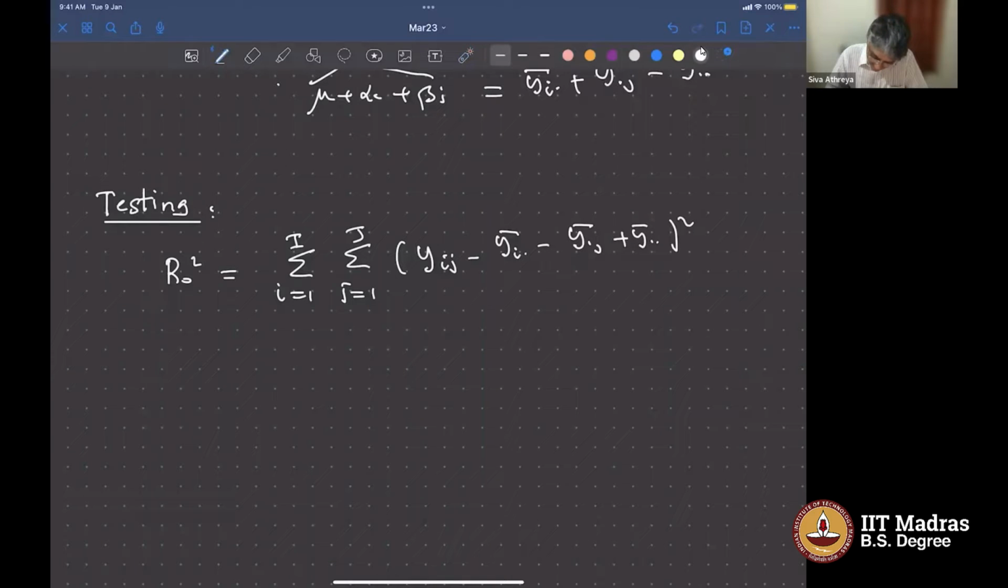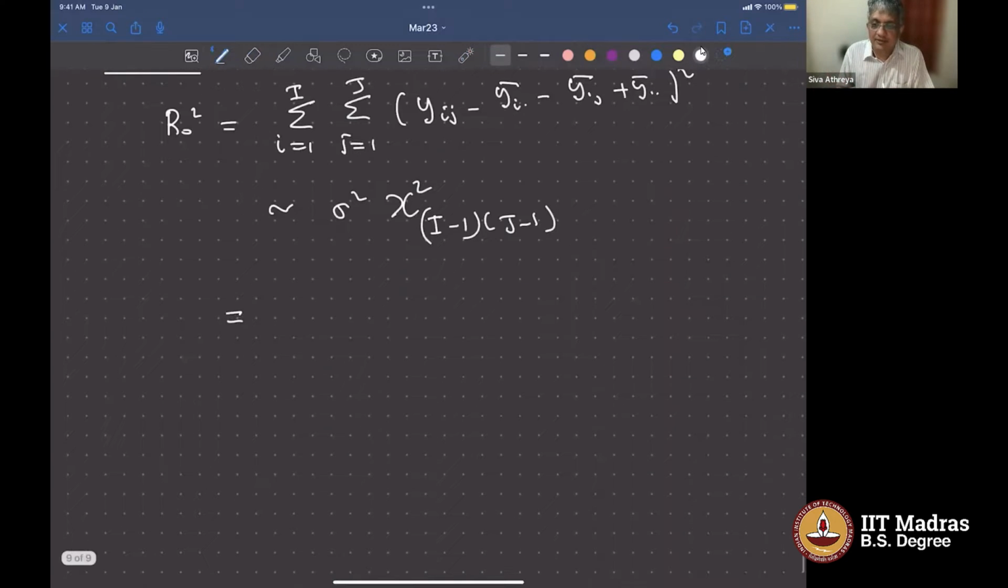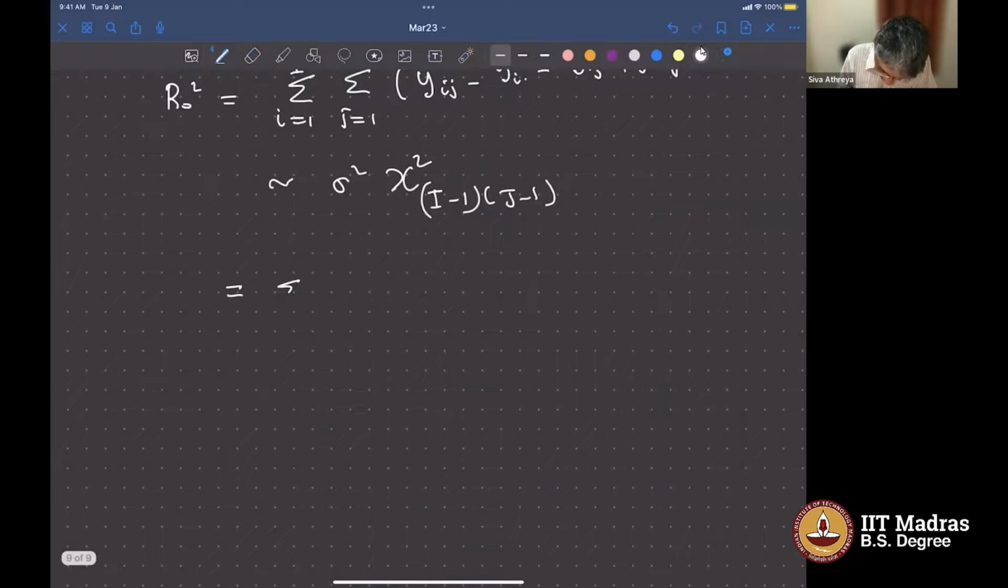Now one can show that this is distributed as sigma squared times chi squared, with I minus 1 times J minus 1 degrees of freedom. You can easily calculate the degrees of freedom; it's not hard to show. But this is not so illuminating. What's illuminating is how to split the sum of squares above. So split it in three parts. One is the sum from i equal to 1 to capital I, sum from j equal to 1 to capital J, of y_ij minus the total mean, like before.